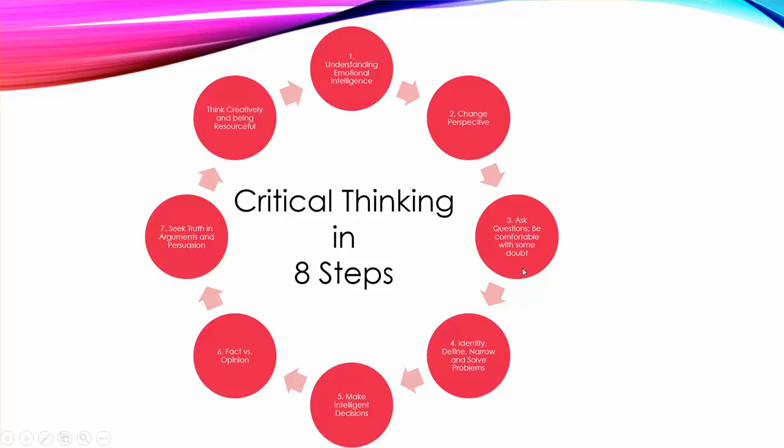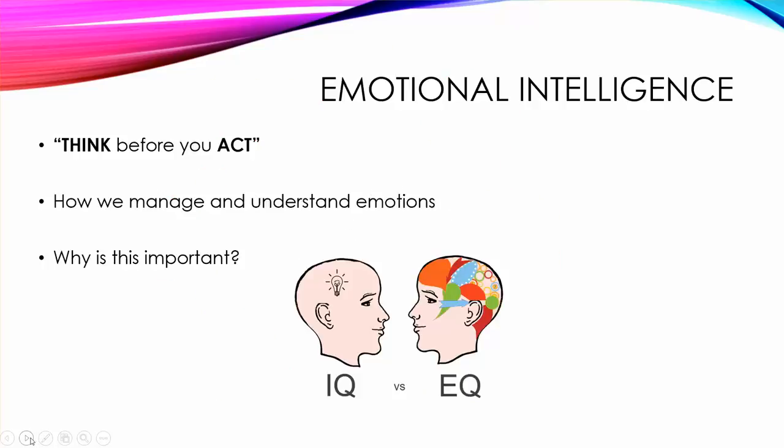We need to be able to ask questions, be comfortable with doubt. Fourth, we need to identify, define, narrow, and solve problems. We need to make intelligent decisions and also differentiate between fact and opinion. Number 7 talks about seeking truth in arguments and in persuasion. And finally, number 8, thinking creatively and being very resourceful. So let's take a look and get started with emotional intelligence.